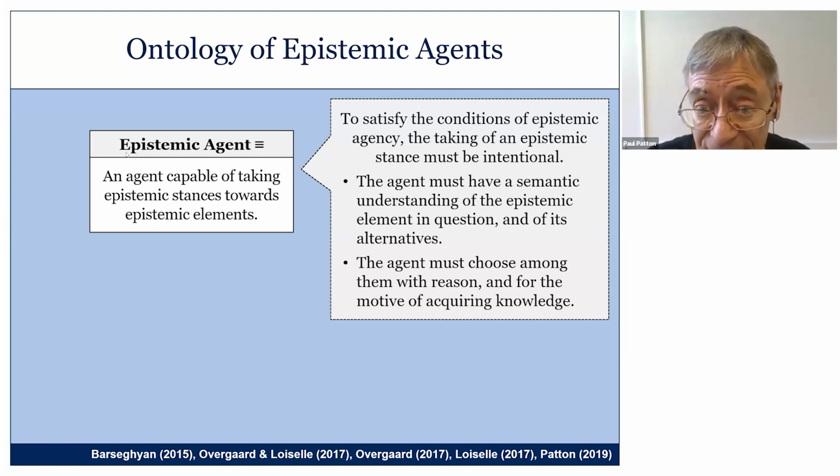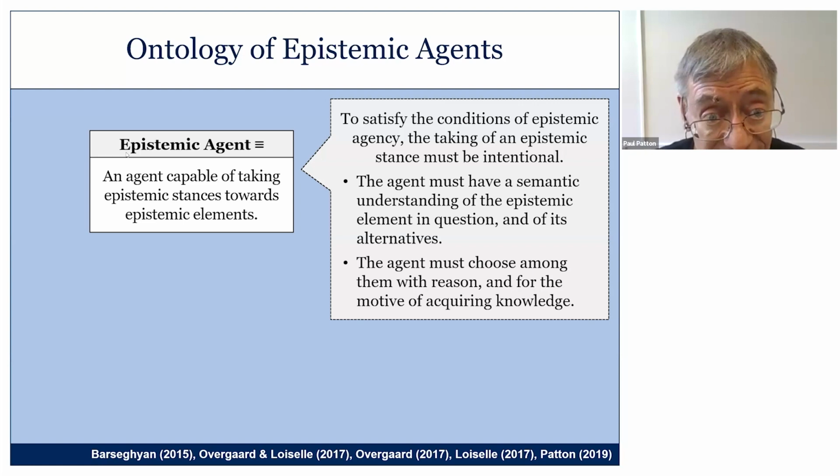To satisfy the conditions of epistemic agency, the taking of epistemic stances must be intentional. That is, it must be purposeful. It must be in the pursuit of a goal. And in order for that to be the case, the agent must have a semantic understanding of the epistemic elements in question and of its alternatives. The agent must choose among them with reason and for the motive of acquiring knowledge.